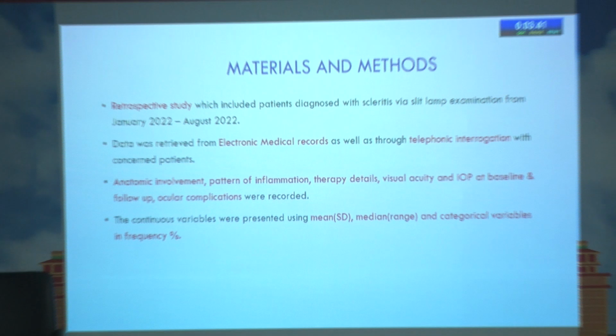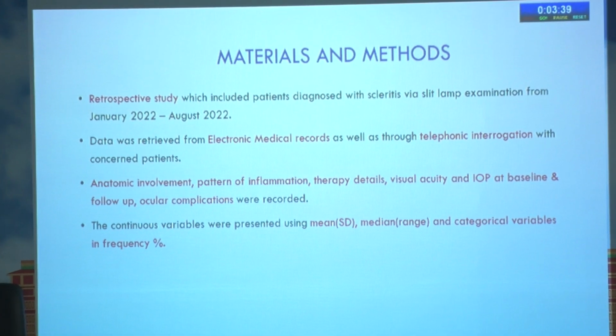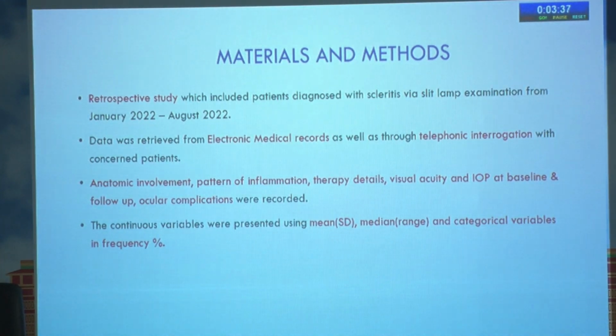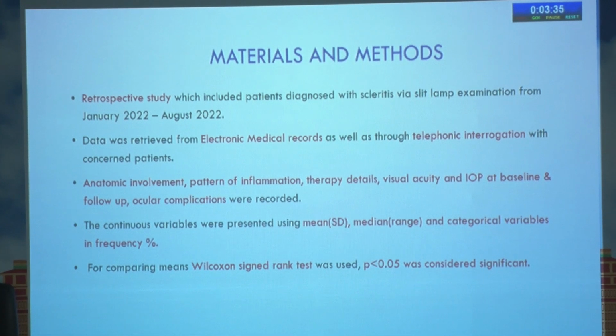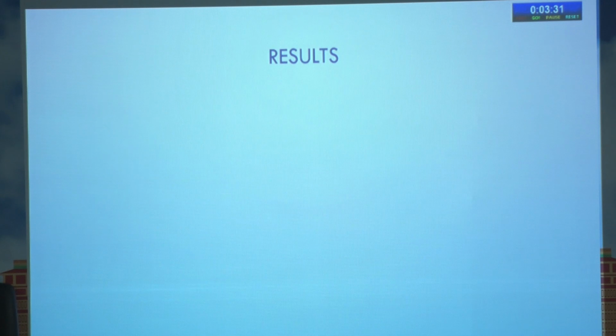The continuous variables were presented using the mean, standard deviation, median, range and categorical variables in frequency percentage, and we used Wilcoxon signed rank test, and P less than 0.05 was considered to be significant.